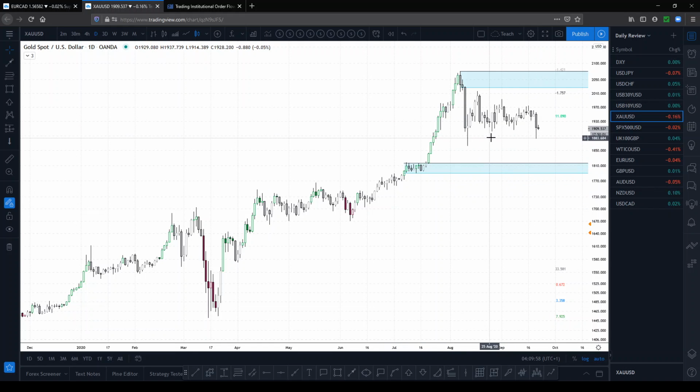So if I'm going to look for an opportunity to buy gold, for example, I would probably be looking here. I wouldn't be doing anything with gold where it is right now. I have supply above that's fresh, not being tested, demand below that's fresh, not being tested.